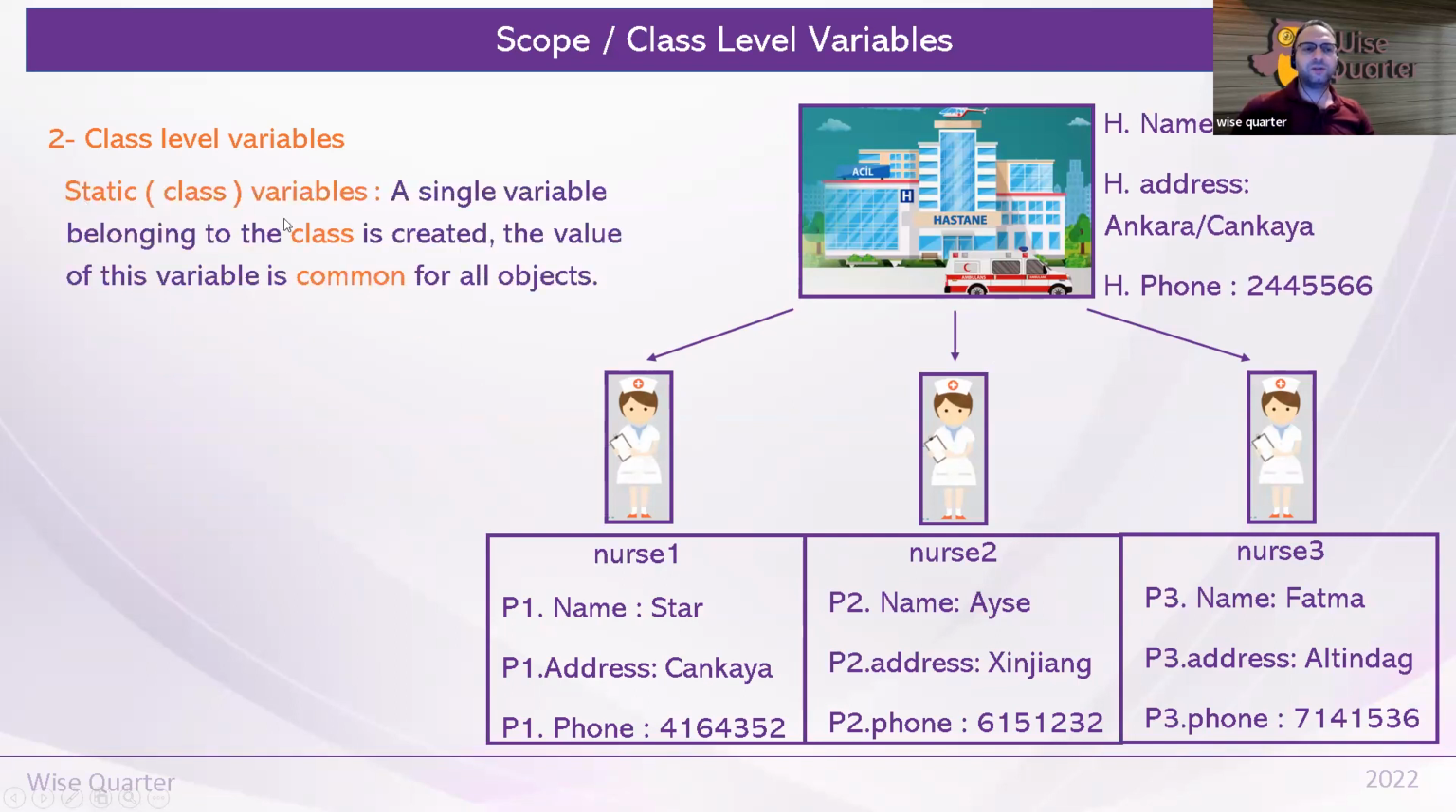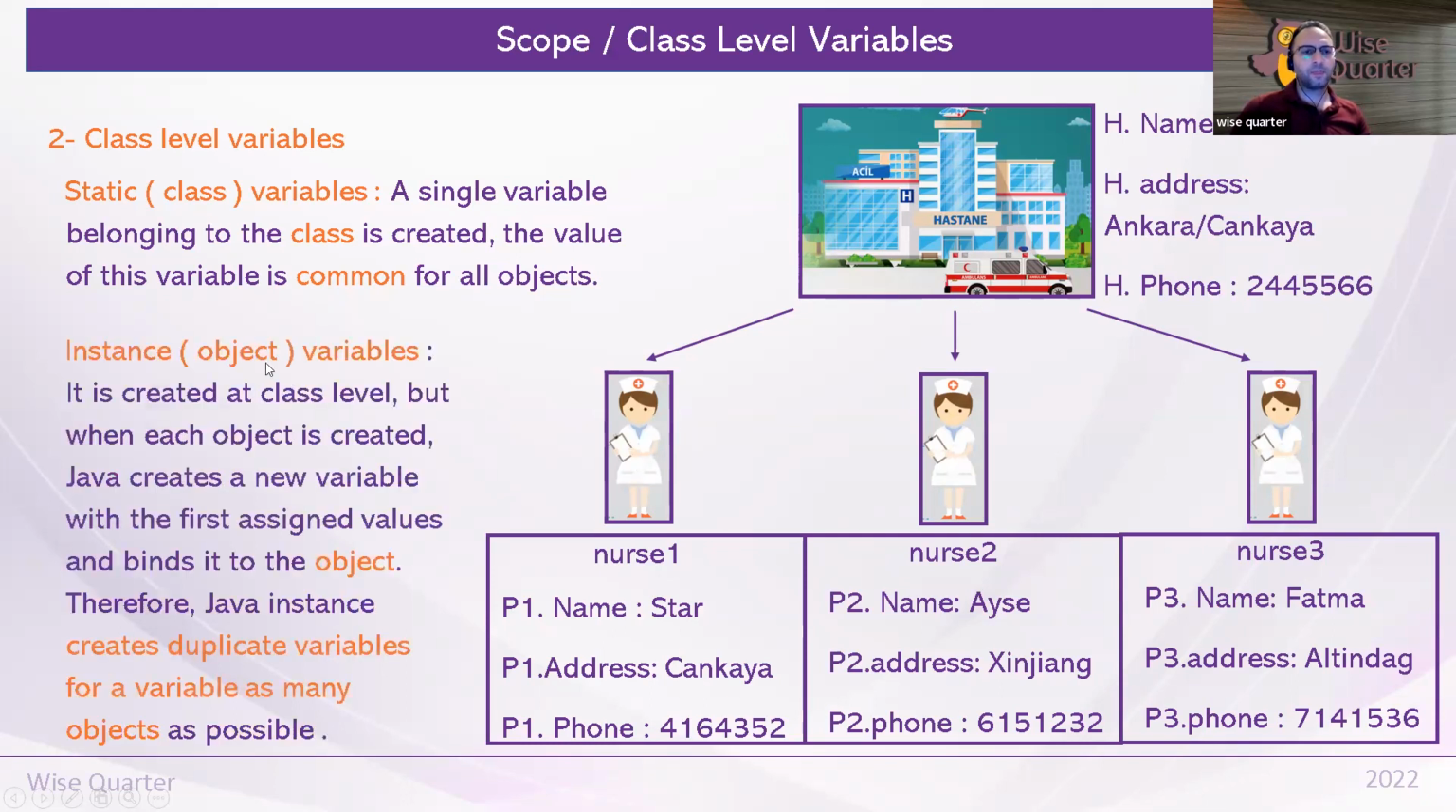Yes, static variables sometimes are called class variables because the value belongs to the class. But common variables, I mean, instance or object variables belong to the objects, the nurses, like this. These are objects created from the hospital class. You can say that. Yes, instance or object variables. Let's use the terms class variables and object variables.